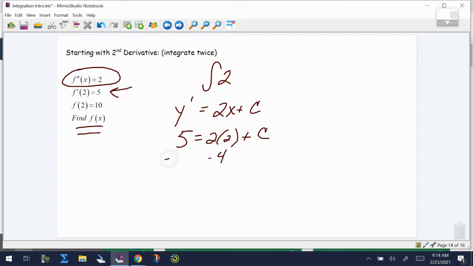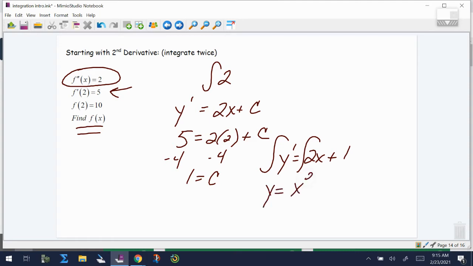So then I subtract 4. That gives me the particular solution for the first derivative. Doesn't get me all the way back to the original yet. Then I have to integrate again to get back to my original function. Integral of 2x is x squared. Integral of 1 is x plus c.